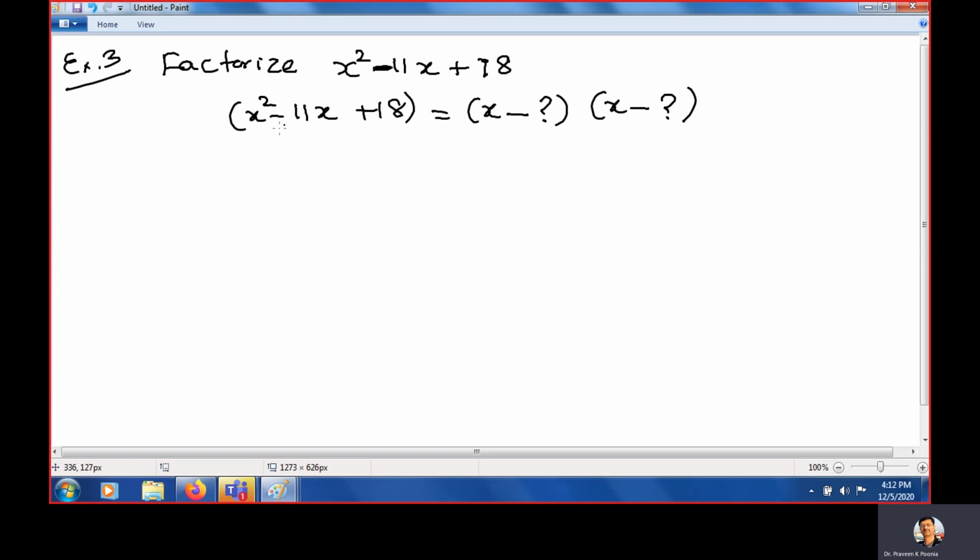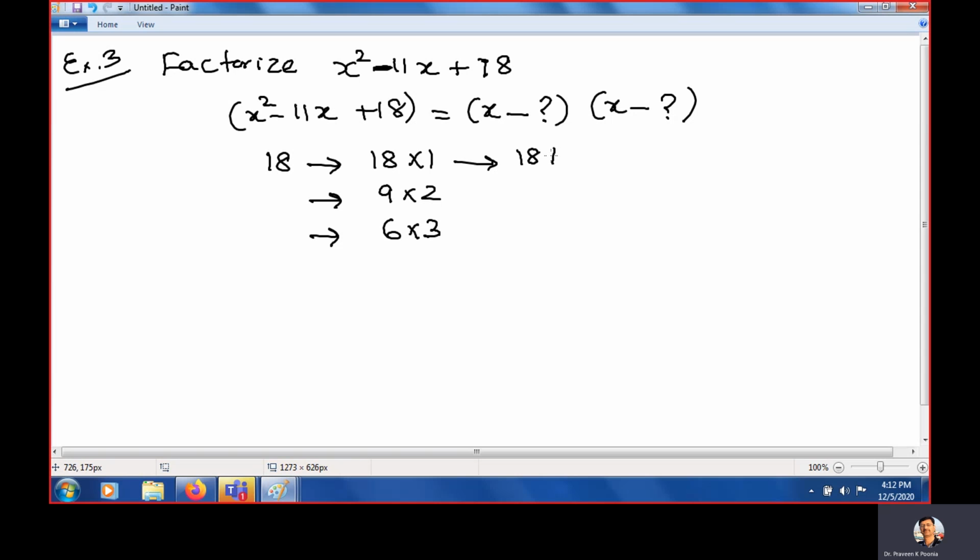Now take the 18. 18 is 18 times 1. Another is 9 times 2. Another is 6 times 3. And no more factors. Okay.